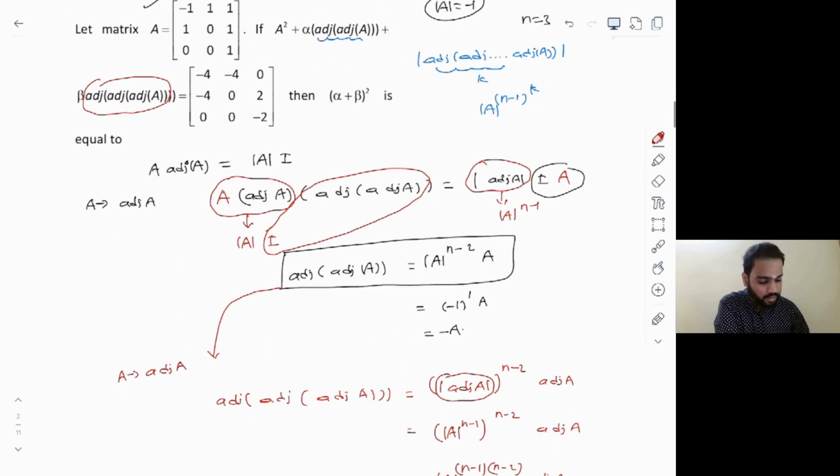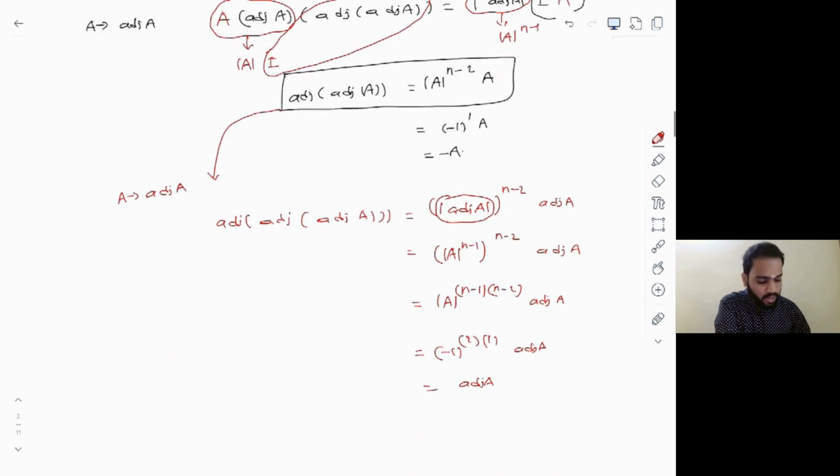And this is the reason we should know this property. So make it a property and try to remember: adjoint of adjoint A is delta to the power of n minus 2 into A, and adjoint A will be delta to the power of n minus 1 into n minus 2 into adjoint of A.